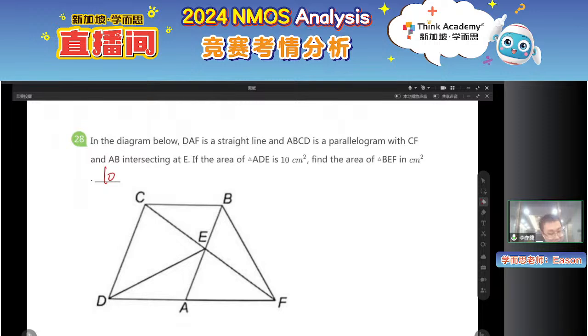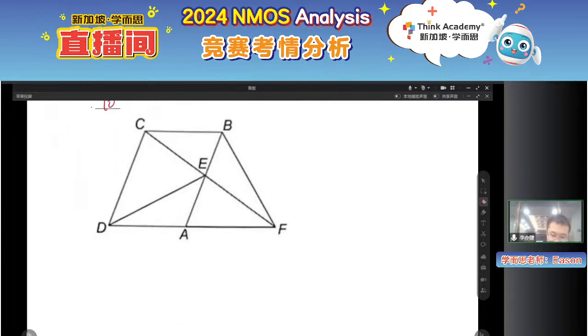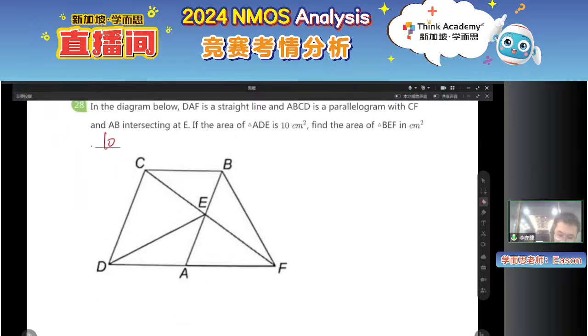So do any of you agree with me? I thought the answer is 10. Yeah, no doubt. I know why this is 10. The area of ADE is 10, and we want to find the area of BEF. The instinct tells us they're equal, so we just need to prove why they're equal.